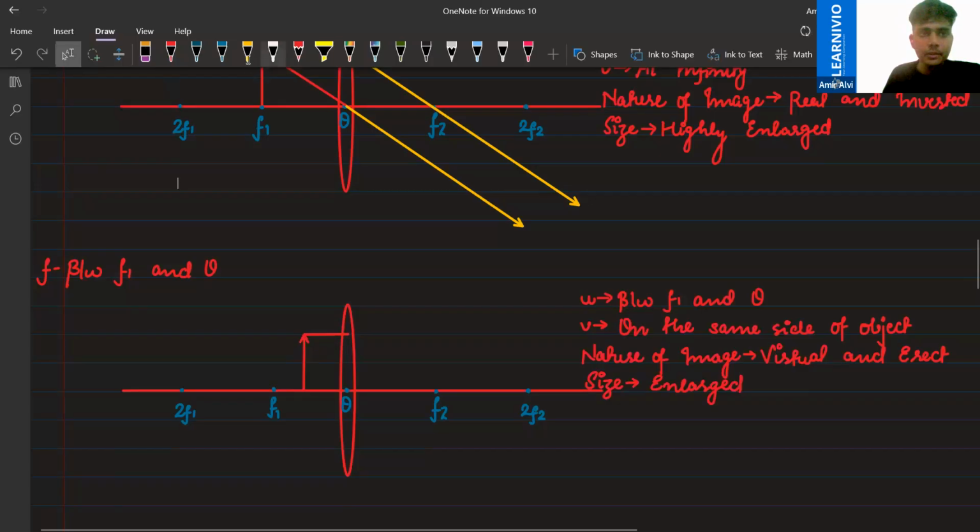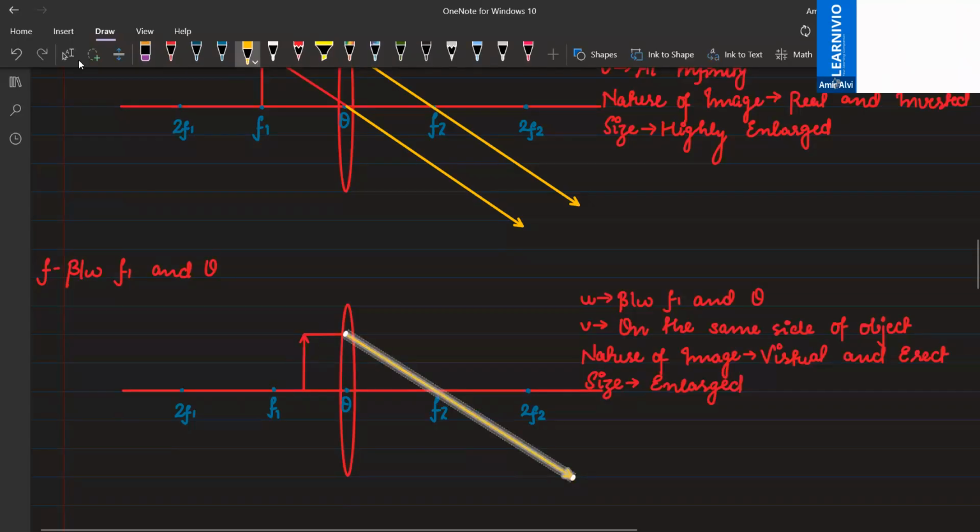Okay, so the light ray would be going like that. Its first ray would be passing through the focus.